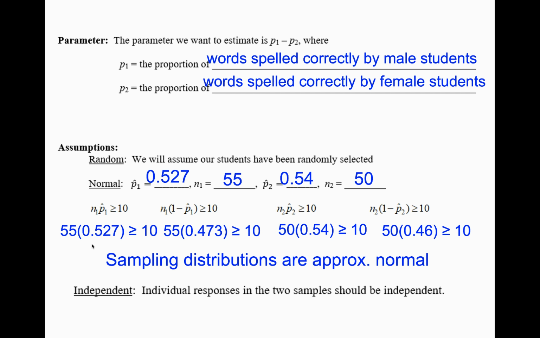Now, we are not sampling without replacement. This is more of an experiment. So for the independent condition this time, we don't have to check the 10% condition, but we'll say that the individual responses in the 2 samples should be independent. I specifically asked you when we were taking the spelling test not to copy off your neighbor. So hopefully you followed those directions and your score is not dependent on the student next to you. All right, so we've got our first 2 steps out of the way, parameter and assumptions.